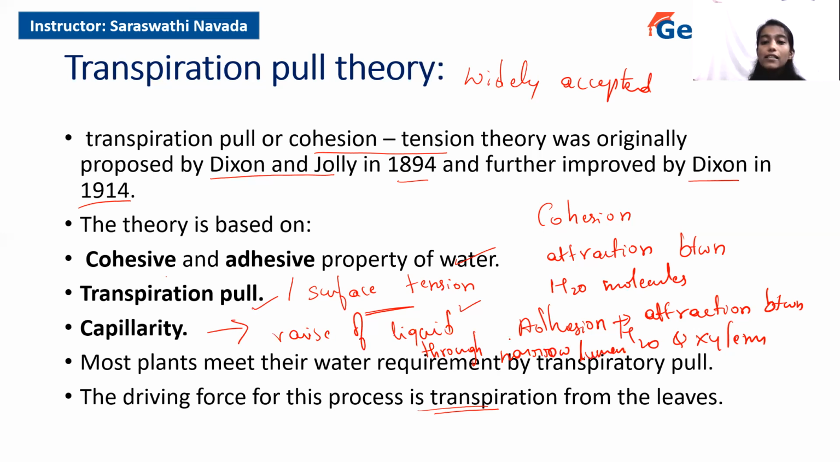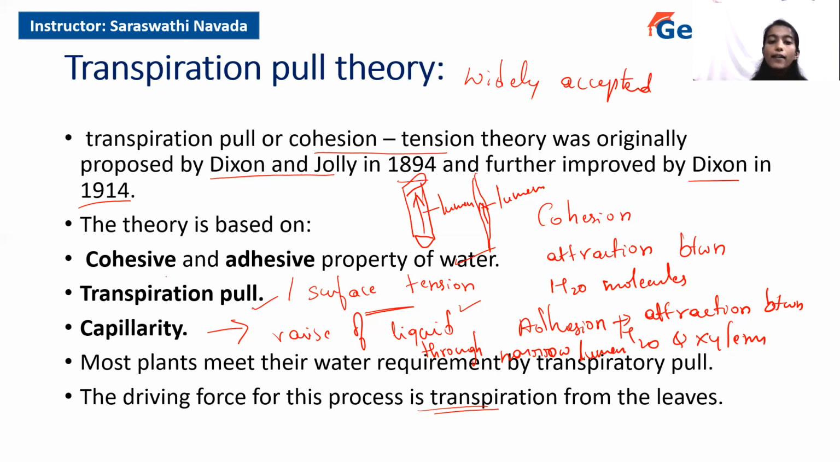So where exactly can this narrow lumen be found? It can be seen in xylem tracheids as well as xylem vessels. If you see the structure of xylem tracheids, it has two tapering ends with a narrow lumen, that is the space, whereas the xylem vessels are somewhat cylindrical in nature, so they will also have the luminal space. Through this luminal space, the water column rises in the upward direction, and this process is called capillarity. All this is necessary for the transpiration pull to occur in plants.